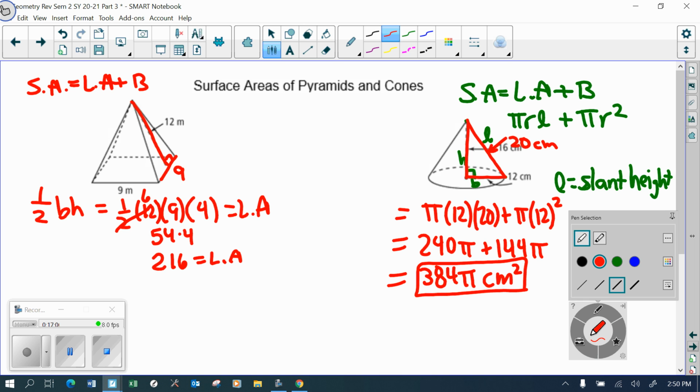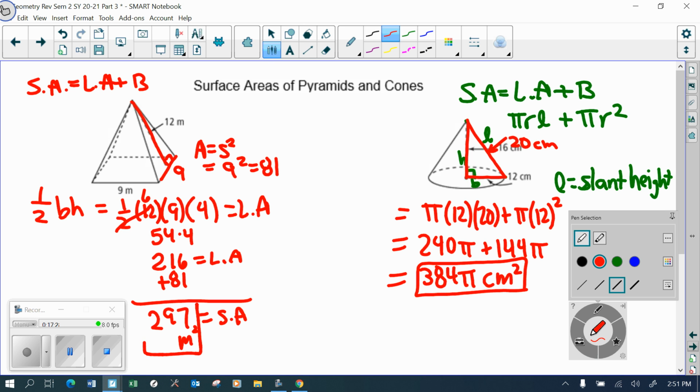And then I add on the area of the base. And the area of a square is side squared. So it's 9 squared, which is 81. So now I add 81 to that. And I get 297 equals the surface area. And it'll be units squared, so it's meters squared. Like I said, I'm going to just do exact areas. And that means leave pi in the answer. If they want an approximate answer, then you plug pi in the calculator.